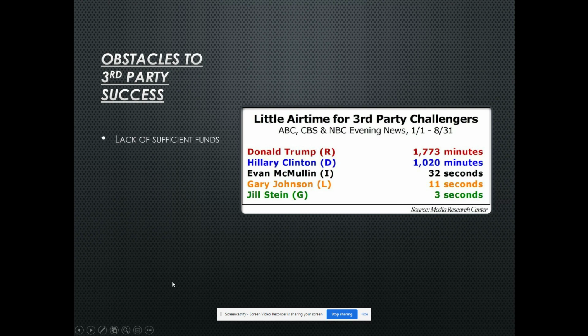One is third parties never get enough money to run a credible campaign here in the United States. In 2016, Hillary Clinton and Donald Trump together raised over $1 billion. And that is not something third parties can compete with, because you have to go to corporations, individuals, unions. You got to go to all these groups to get money. They're reluctant to give it to you because they don't think you're going to win. And it's kind of a self-fulfilling prophecy.